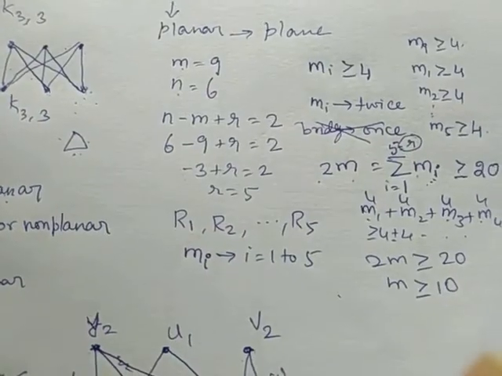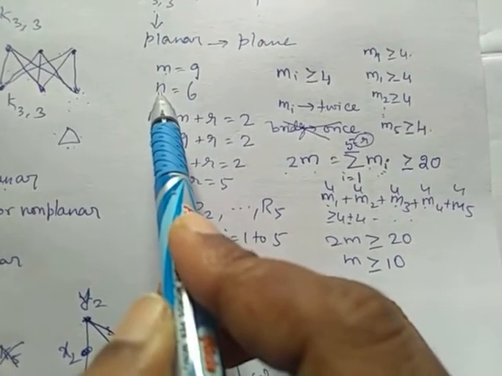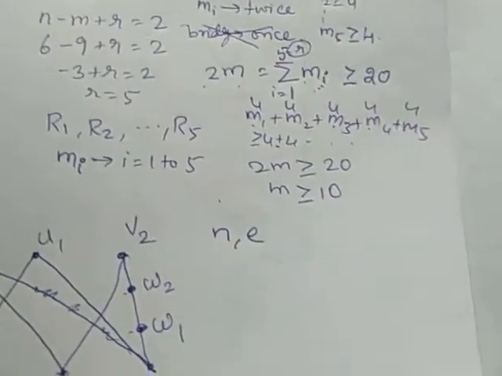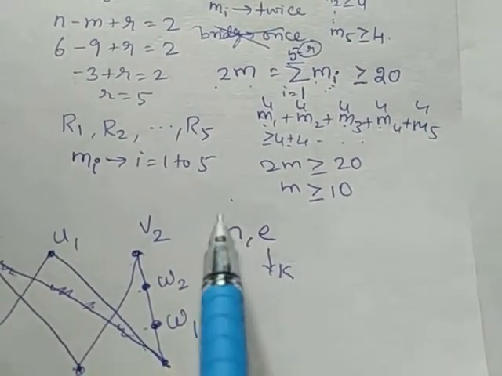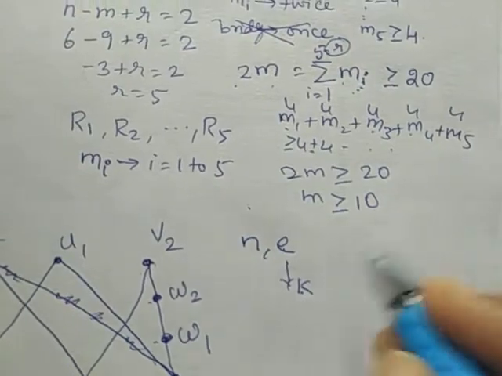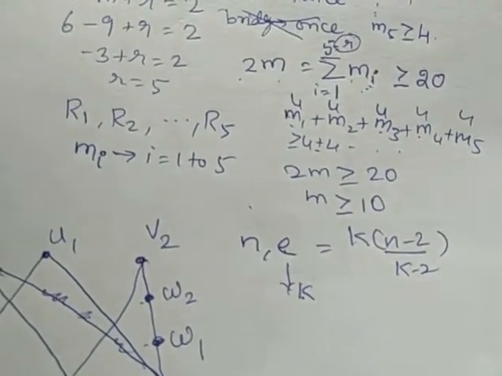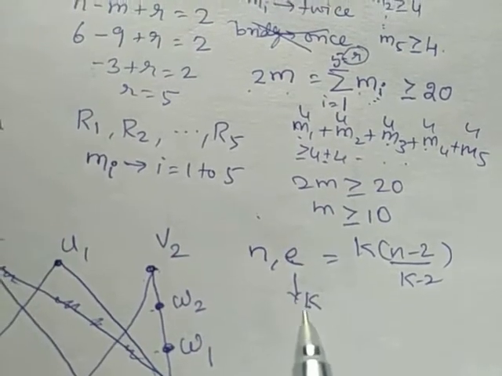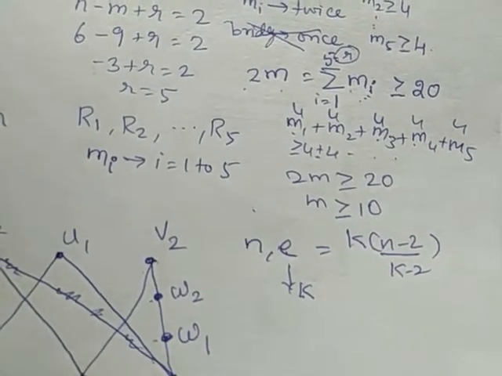Also, we will show that if every region of a simple planar graph of n vertices and E edges embedded in a plane is bounded by K edges, where n is the total number of vertices, E is the total number of edges, and K is the number of edges in a boundary, then E is equal to K(n minus 2) by (K minus 2). So, we are going to prove this.